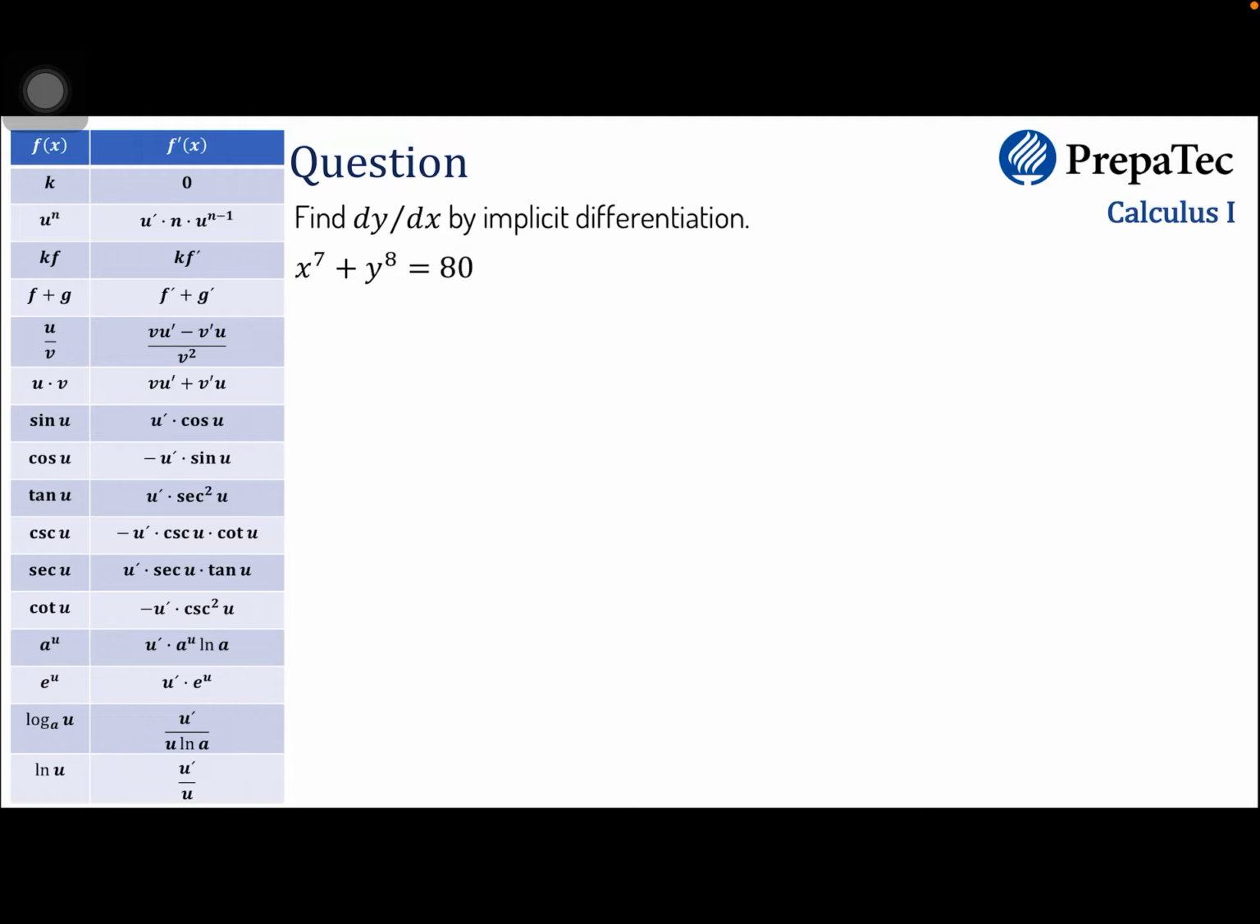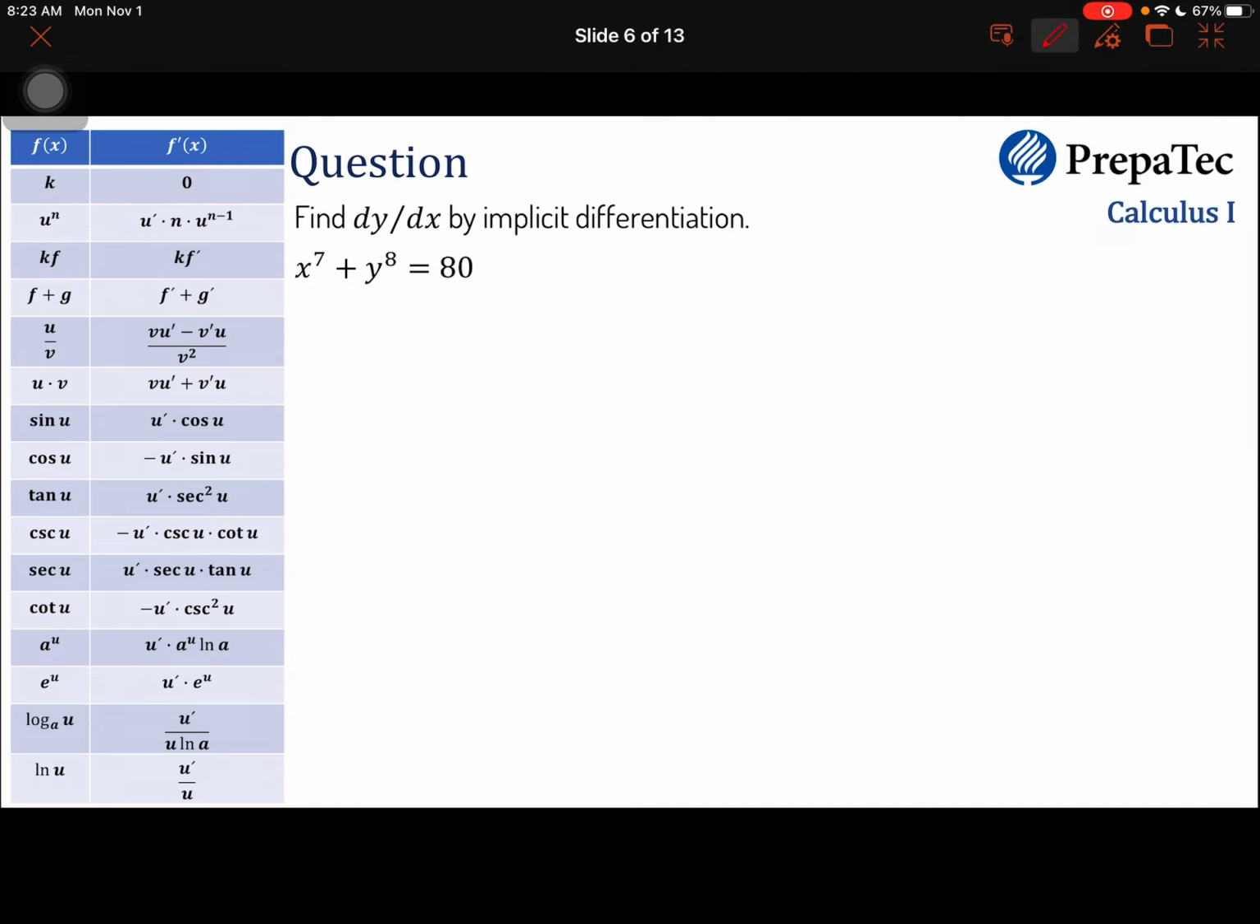The question is find dy over dx by implicit differentiation. Here we have this equation, x to the 7th power plus y to the 8th power equals 80. So again, remember that dy over dx, the thing that we need to find, is y prime.